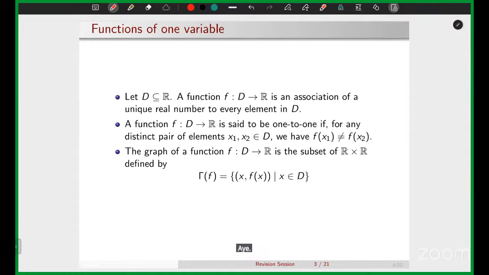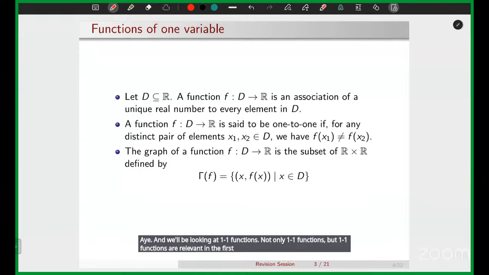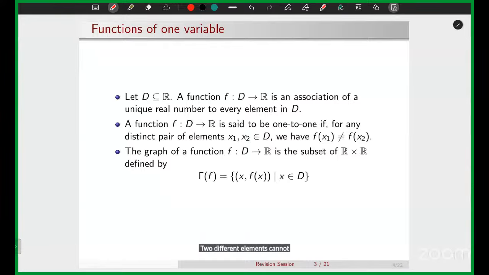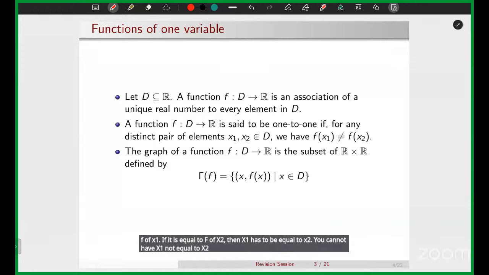And we'll be looking at one-to-one functions, which are relevant in the first 2 weeks because we'll be defining inverses and so on. So what is a one-to-one function? It is a function in which 2 different elements cannot go to the same element. If f of x1 is equal to f of x2, then x1 has to be equal to x2. You cannot have x1 not equal to x2 and f of x1 equal to f of x2.